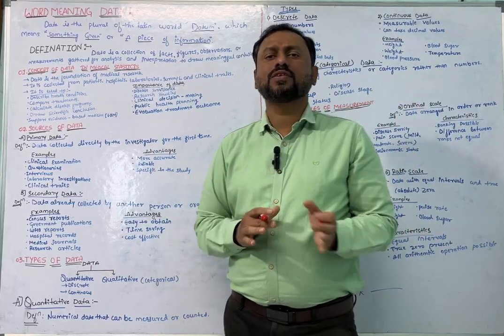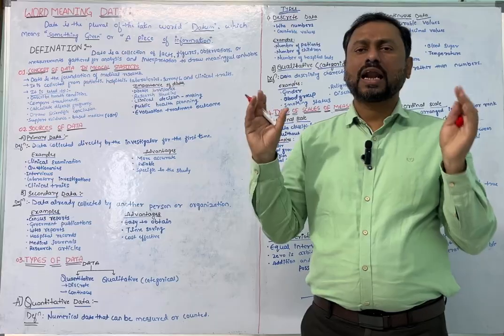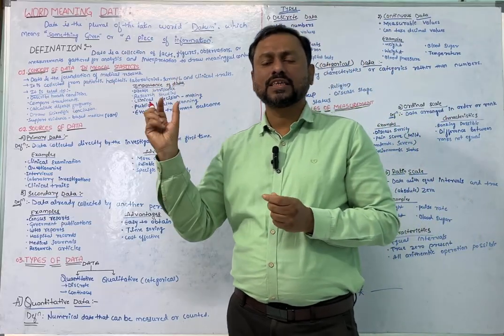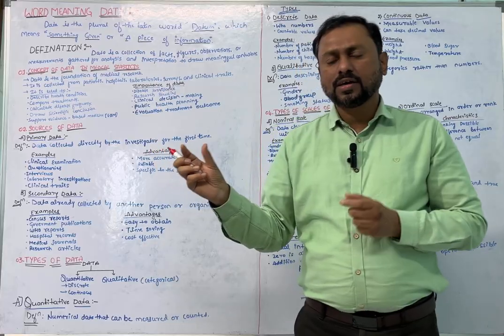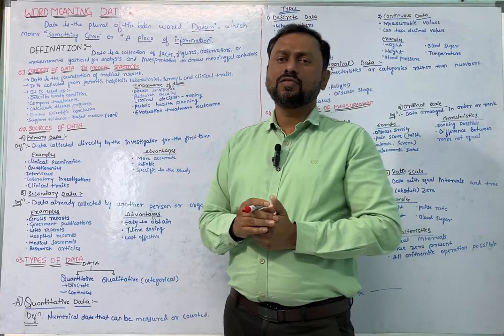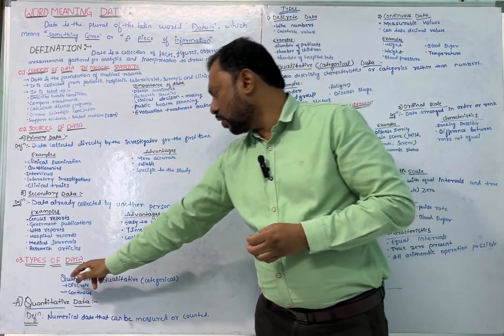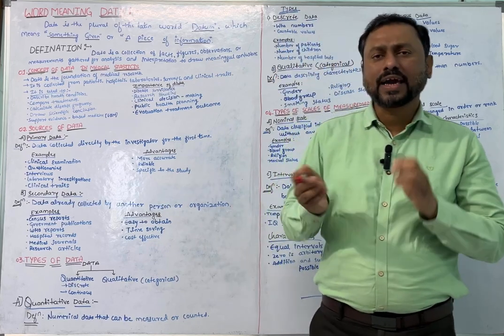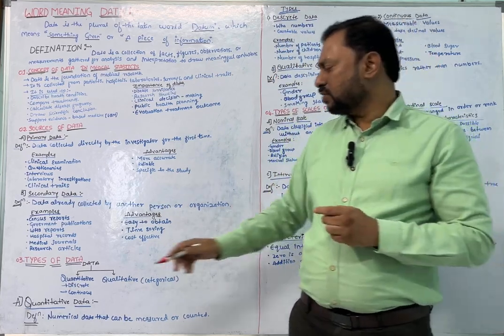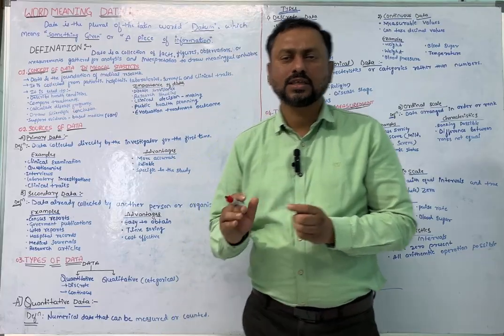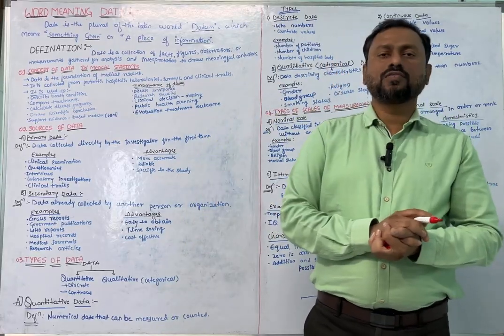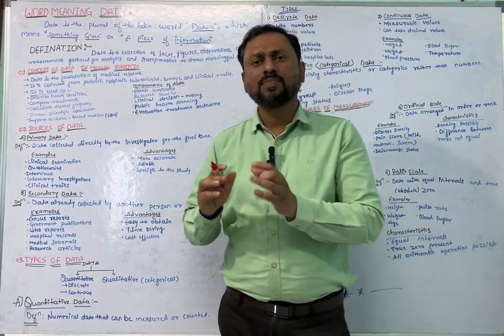Okay, what are the types of data? Mainly, data is broadly classified into two types. One is called quantitative data, another one is called qualitative data. Two types, quantitative and qualitative. Again, the quantitative data is divided into two types, discrete data and continuous data. This is about the types of data. Now we will study them one by one.